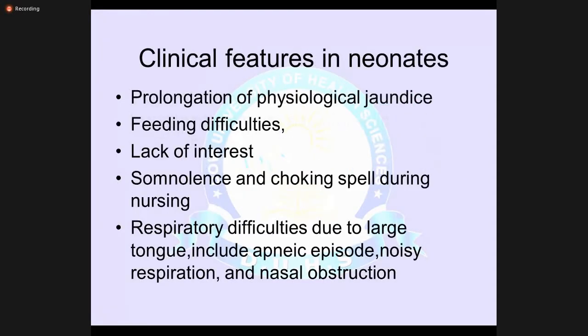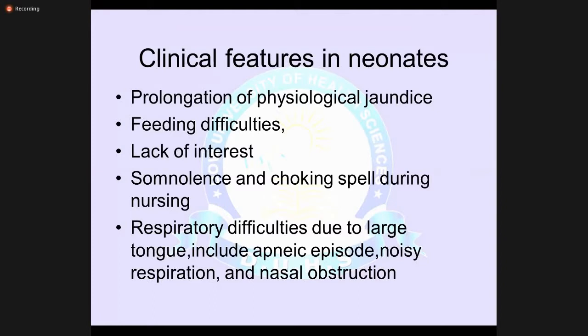Now, what are the clinical features in neonates that, if we notice them, should make us suspect that this neonate might be a case of hypothyroidism? And one should know what a neonate is. Neonate is the first 28 days of life. From birth till 28 days of life, this period is called the neonatal age. So in this slide, we are discussing the clinical features in neonates, meaning those babies whose age is from birth till the first 28 days of life.